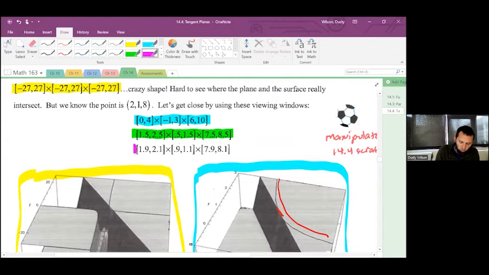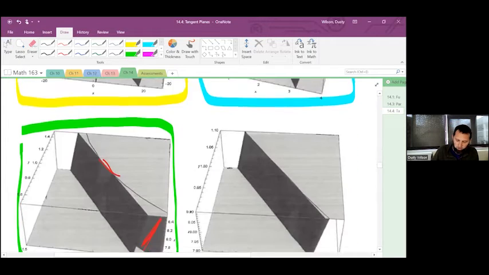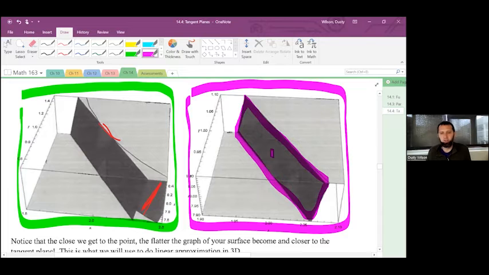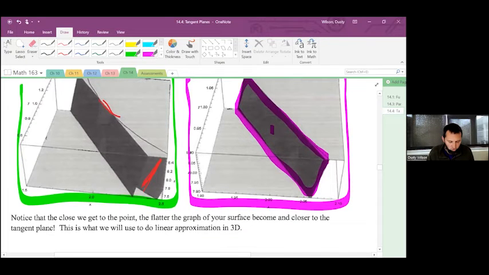And finally, 1.9 to 2.1 in the x, 0.9 to 1.1 in the y, 7.9 to 8.1 in the z. And by golly, that curve that was all curvy and wacky looking starts to look very, very flat right at the point that we are interested in. So notice that the closer we get to the point, the flatter the graph of your surface becomes and closer to the tangent plane. That is what we will use to do linear approximation in 3D.